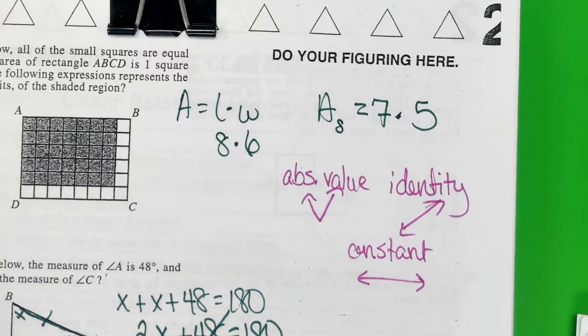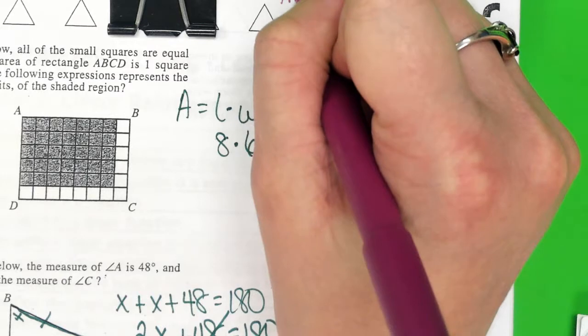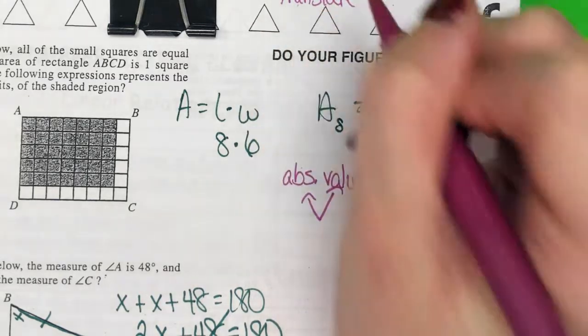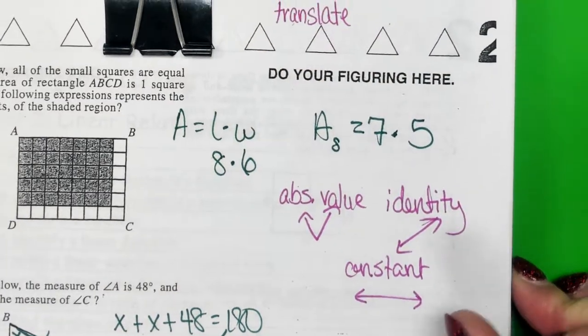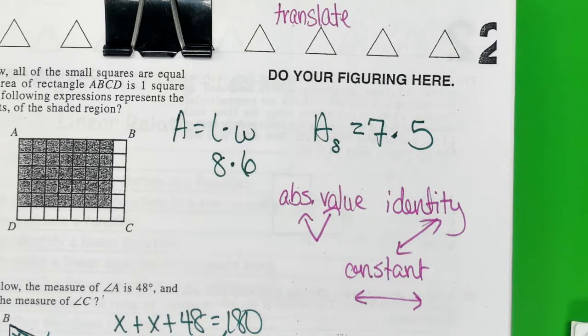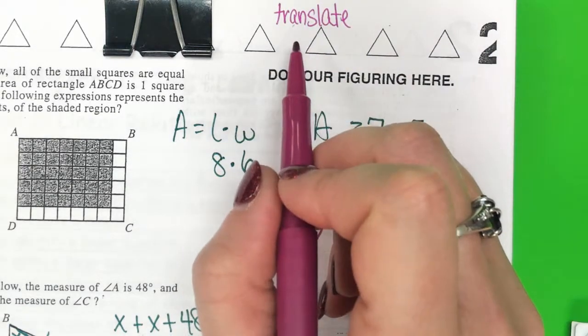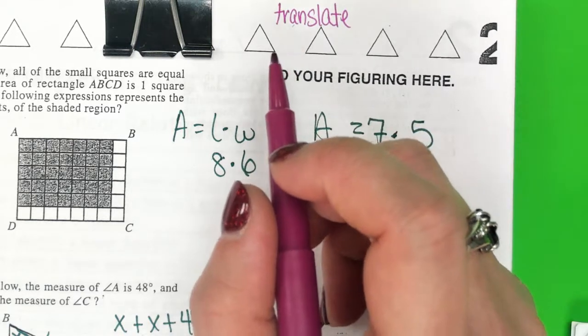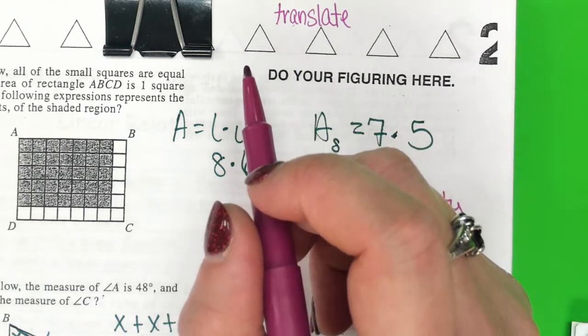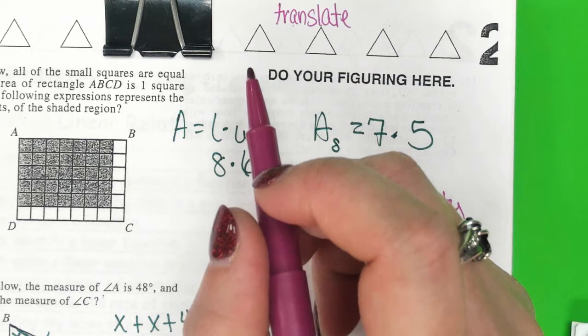Okay, and then there were 3 vocab words you had to know. Alright, let's talk about translation first. If you say translate, you have to tell me there's 4 different directions that you could use translate with. Left, right, up, or down. So you would say translates left 5, translates up 7, translates down 1. Does that make sense to everybody?